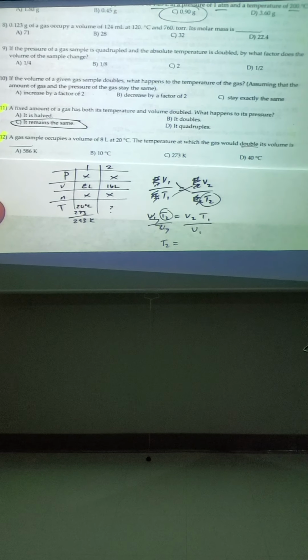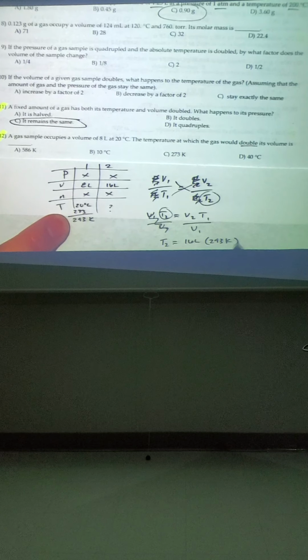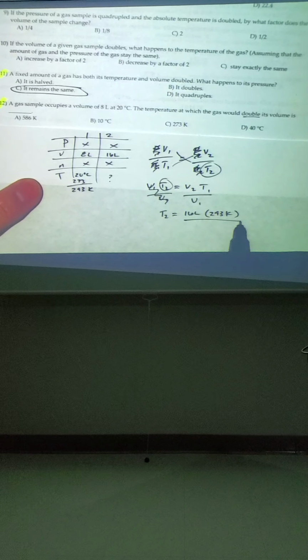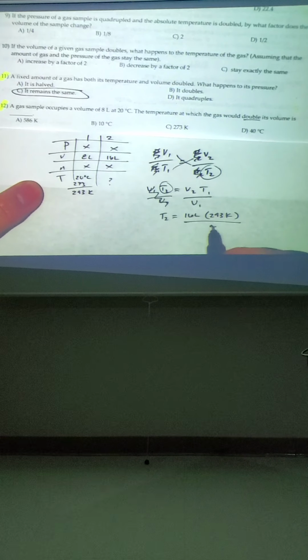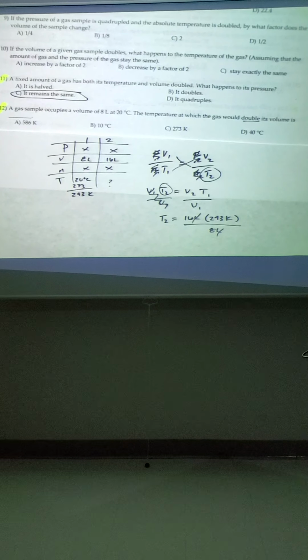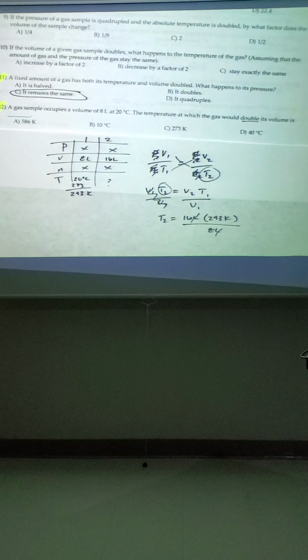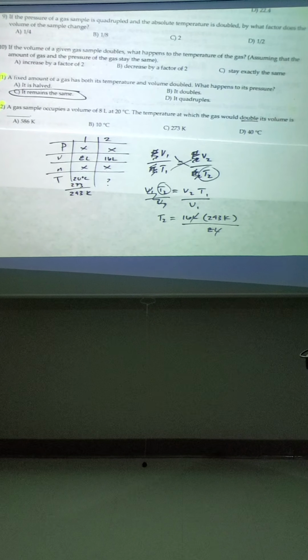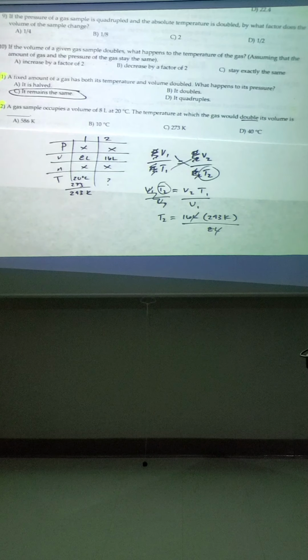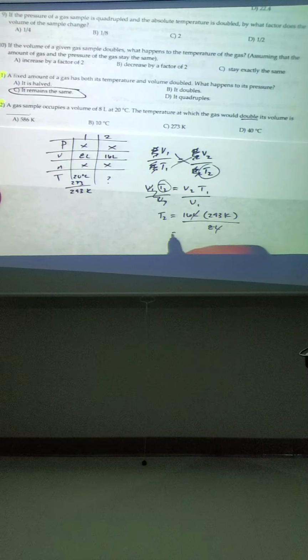Temperature 2 equals the volume 2, which is 16 liters, times the temperature 1, which is 293 Kelvin, and then volume 1, which was 8 liters. Liters cancel. And then it's just a little bit of math, so basically just cutting that one in half. 16 times 293, and then divide by 8. So it's doubling it. 16 over 8 is double. So 586.